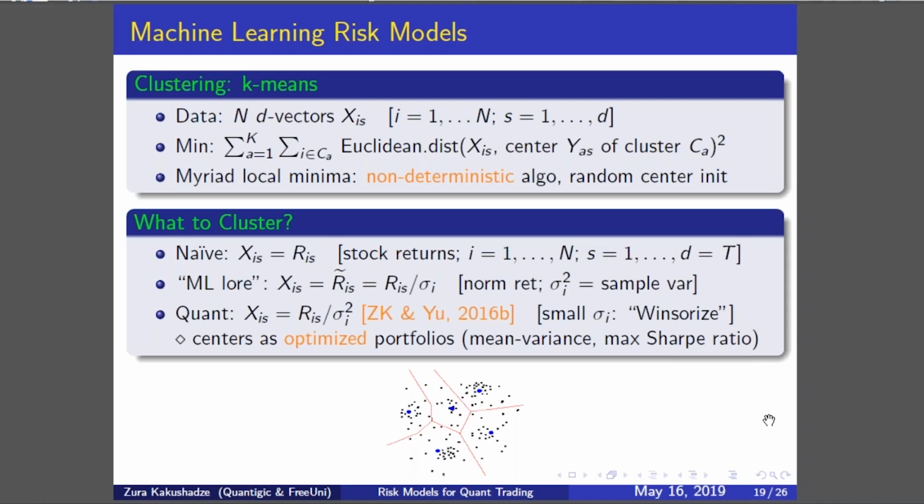And so the reason why this works better is because you can think of the return divided by variance as the weights that you would get in an optimized portfolio, like mean variance or Sharpe ratio maximization. And that's why it works better, because these are basically your centers in your clustering, actually optimized portfolios, and it works better if you run the back test and so on.